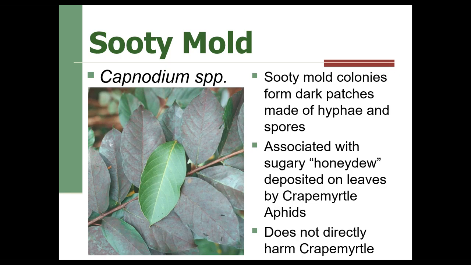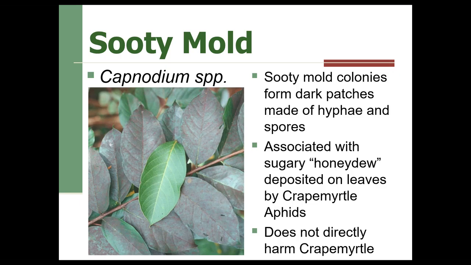Nonetheless, sooty mold does grow as a colony that forms dark patches wherever the honeydew has been deposited. As you can see in the photo there on the left, the green leaf is a leaf that was not covered with honeydew or sooty mold. And you can see how dramatically different the appearance can be between a sooty mold infected leaf and a non-infected leaf. Now, having said this, it really doesn't harm the crapemyrtle.